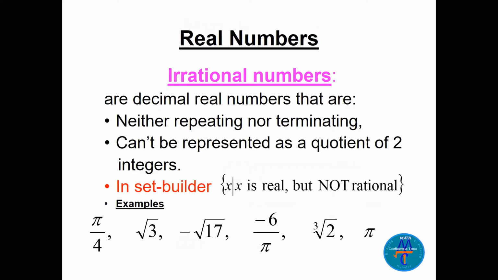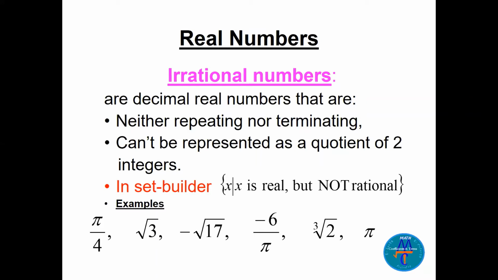Now, what is an irrational number? Any decimal real number that is not rational. So first you check, if I give you any number, whether this number is rational or not. If it is rational, that means it is a repeating decimal or a terminating decimal. If it is not, it will be irrational. So the irrational numbers are decimals that are not repeating, not terminating. They cannot be written as a fraction, like pi over 4, square root of 3.